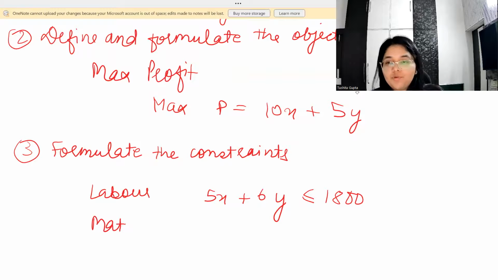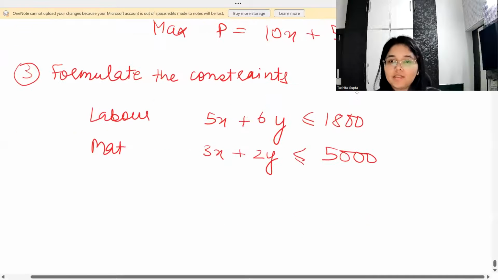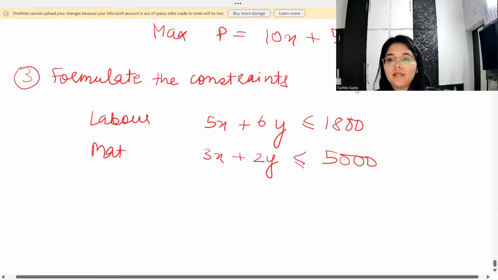Again, perhaps let's suppose one material which both of these use. So let's suppose 3x + 2y, and the total material that we have available with us is, let's suppose, 5000 kgs of material which is available. So there can be multiple constraints. I am just giving an example so that it becomes more clear to you.